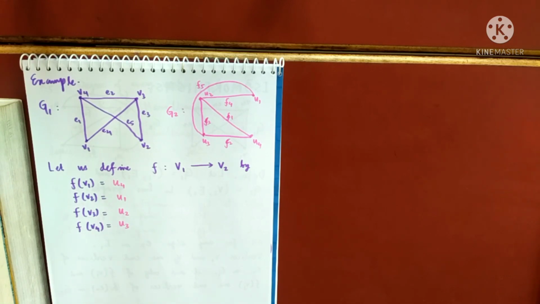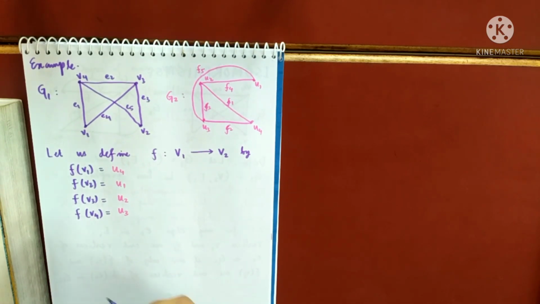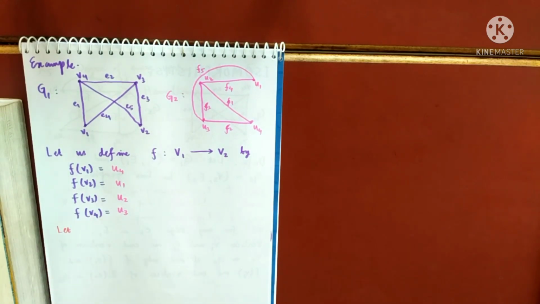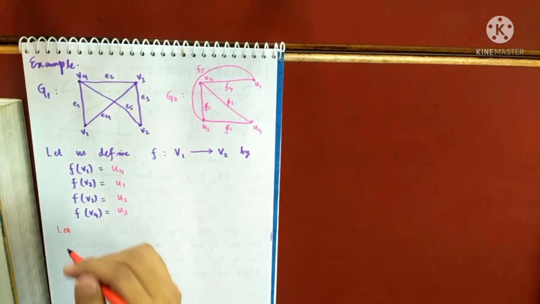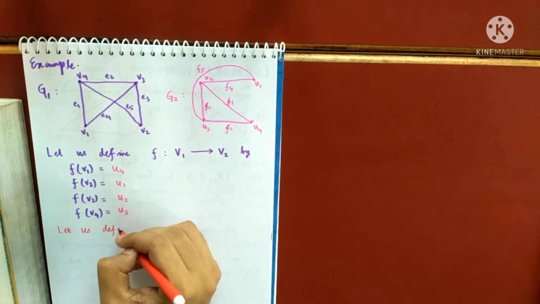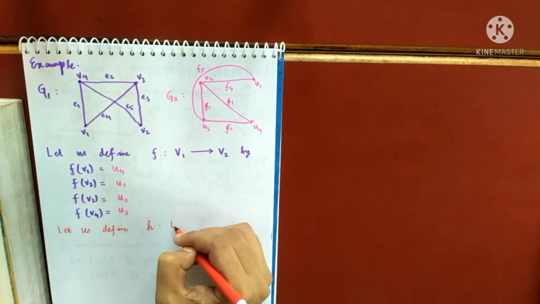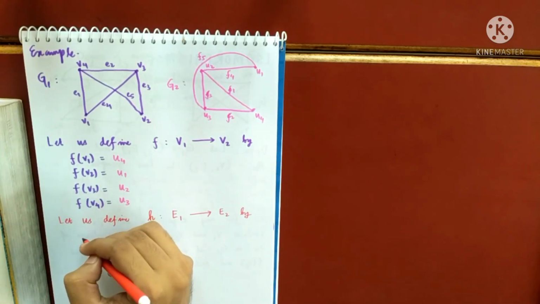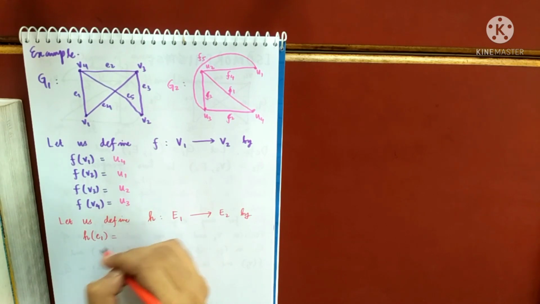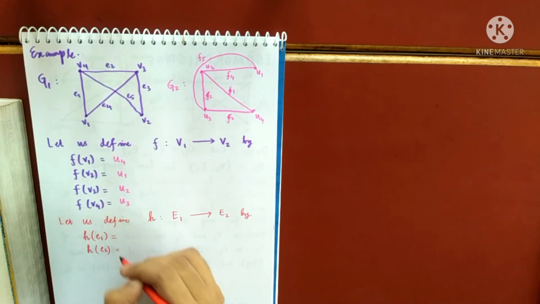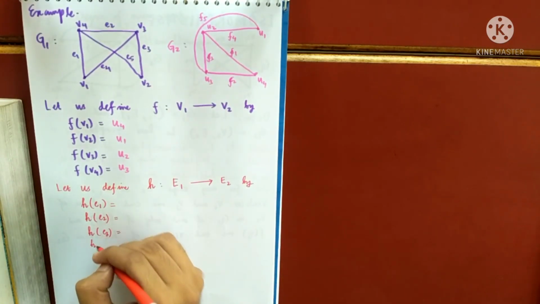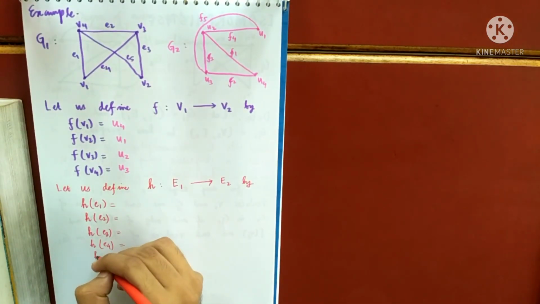Another task is to find another bijective map from edge set to edge set. So I have to make another bijective map. So let us define H from edge set to edge set by, so I have to show the image of E1, image of E2, image of E3, image of E4, and image of E5 is also required.